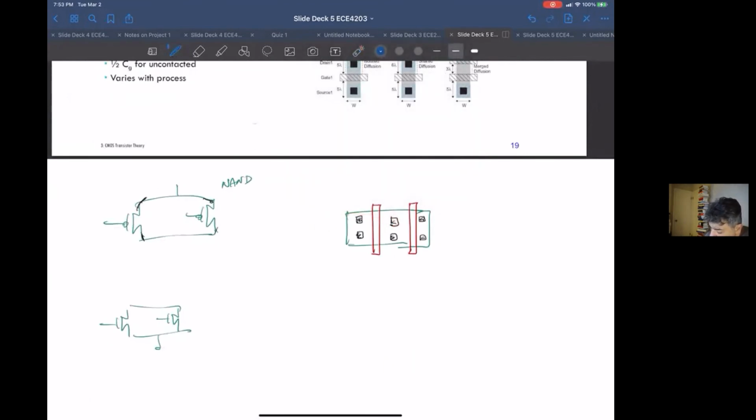I can either make these, so I'd have to connect this and this with metal one. And then this is another one. Okay, everybody see what I'm doing? So this is unmerged, but I'm connecting it with metal. So it could be either this or that. And this is actually merged. So I help myself a little bit.